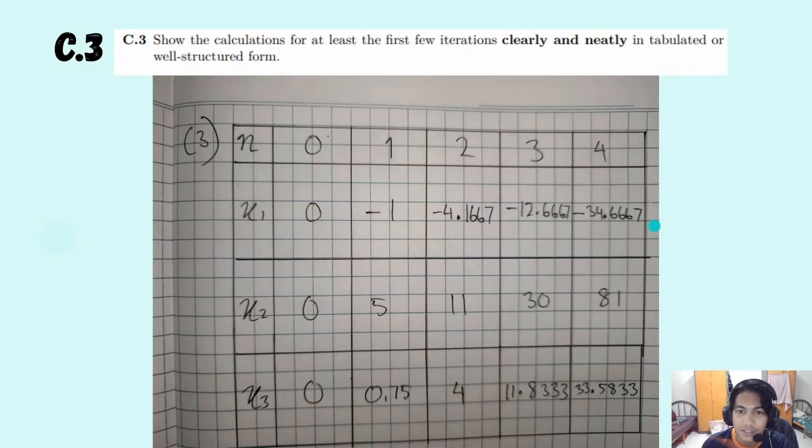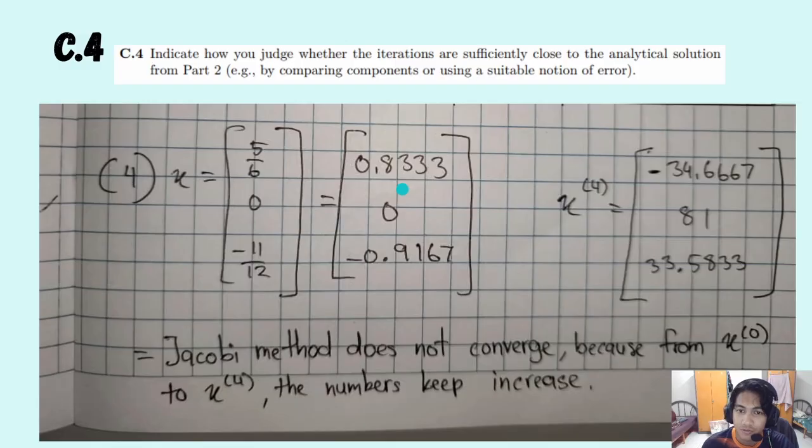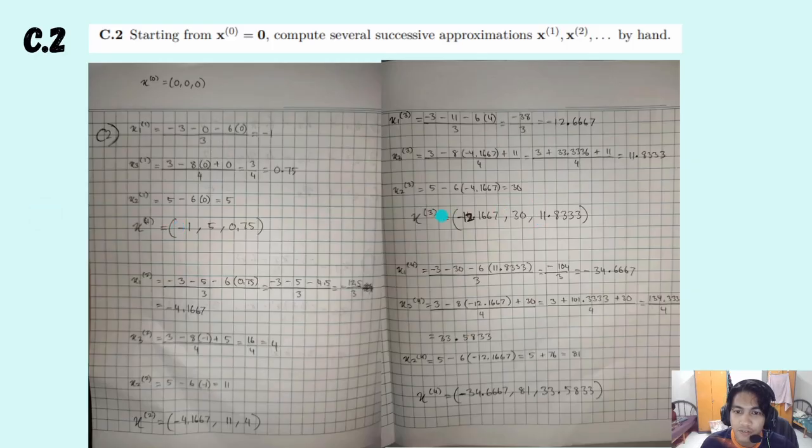So that means we need to judge if this method converges or does not converge. As we can see, it gives from variable, from the... So we need to see the difference between the x560 -11 12 with the answer we got from the solution.